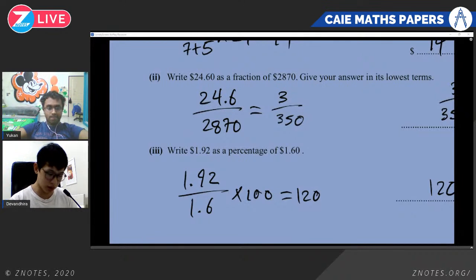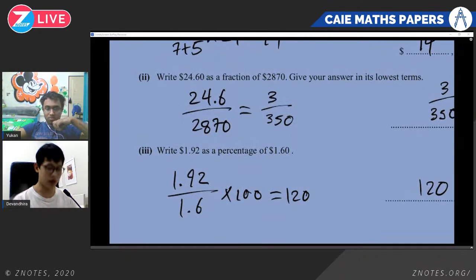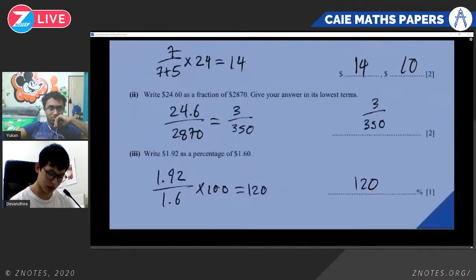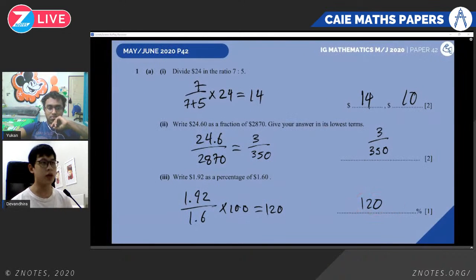Of course we write 1.92 in the numerator divided by 1.6. But because you want a percentage, don't forget to multiply by 100. Now you can just calculate that. You get 120, and by our intuition, it's greater than 100, so it should be correct, right? Anything you want to add? No, this is all very straightforward stuff.